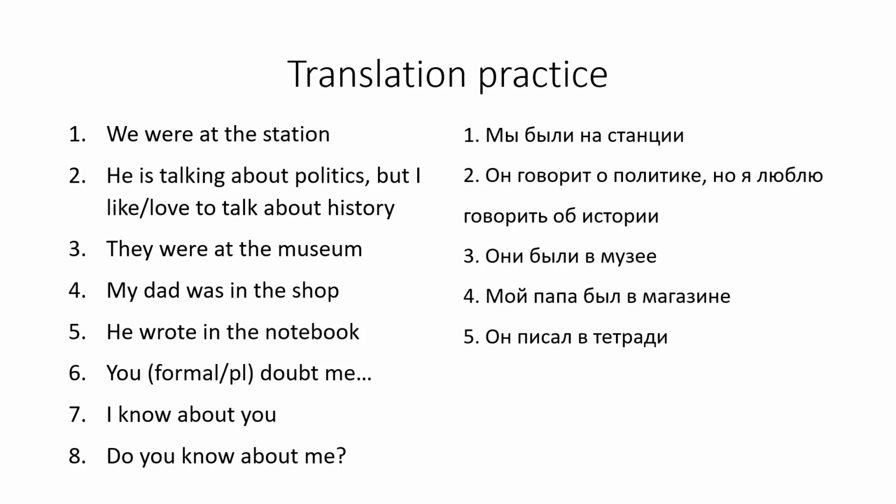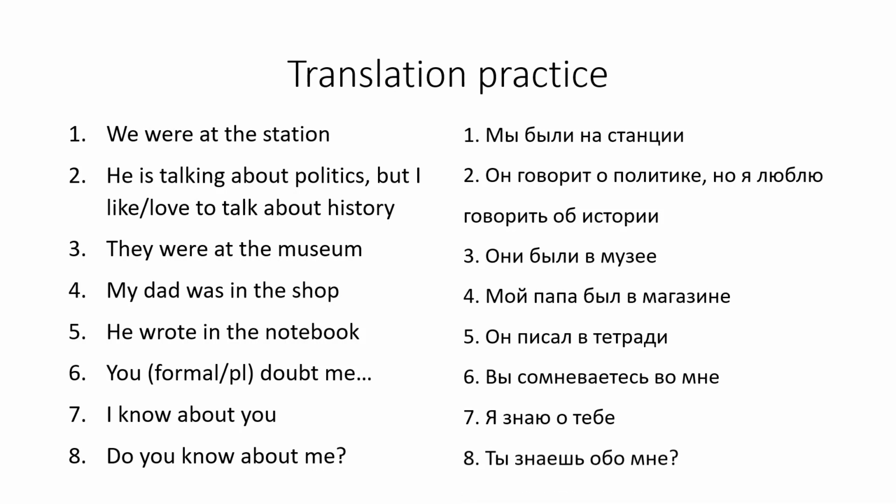You, the formal and plural version, вы сомневаетесь. Вы сомневаетесь во мне. Well done if you got that. Next, I know about you. Я знаю о тебе. So it's not going to be обо because there isn't that consonant cluster. It's just о тебе. Я знаю о тебе. Do you know about me? Ты знаешь обо мне.